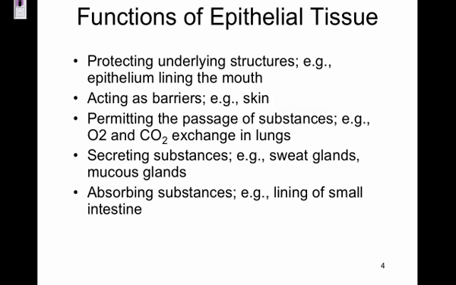So functions of epithelial tissues: they protect underlying structures, like the epithelium lining your mouth protecting the structures underneath. They act as barriers, like your skin, as long as your skin isn't broken, protecting against microorganisms or debris. They permit the passage of substances, like oxygen and carbon dioxide exchange in the lungs. Those gases have to diffuse through the epithelium to get to the blood vessels below. They secrete substances, like sweat glands and mucus glands. And then they also absorb substances, such as in the lining of the small intestine.